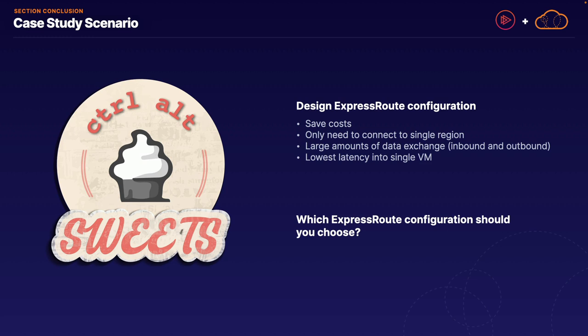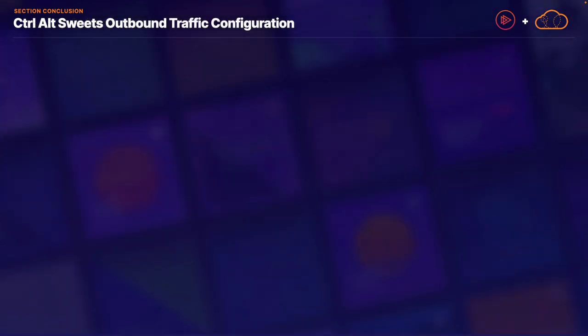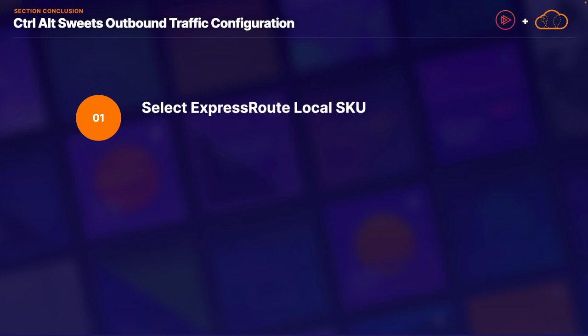Go ahead and pause the video, think about it for a second. Let's go ahead and move on into our solution. For this set of requirements, we are going to start off with the ExpressRoute circuit SKU, in which case we're going to recommend the ExpressRoute Local circuit SKU. This SKU meets the requirement of lower cost. Again, the Local circuit SKU is the lowest cost option compared to Standard and Premium.